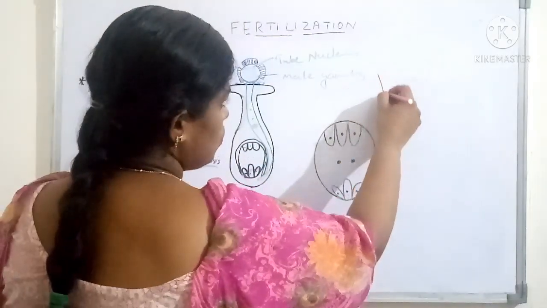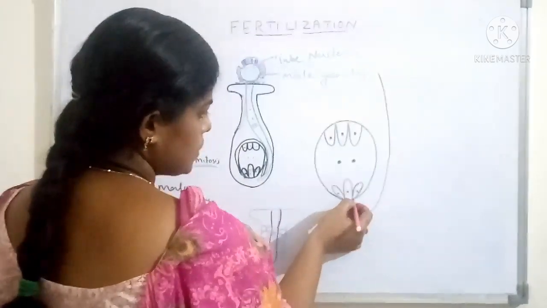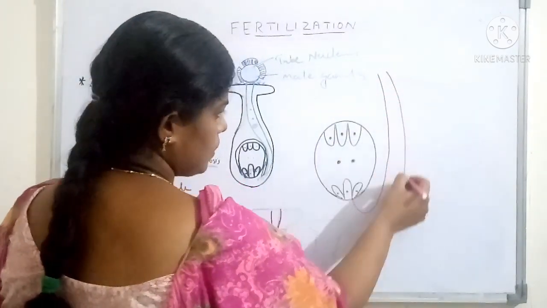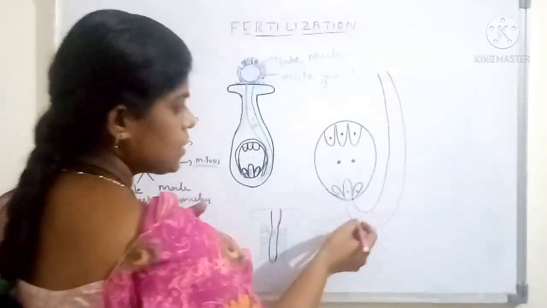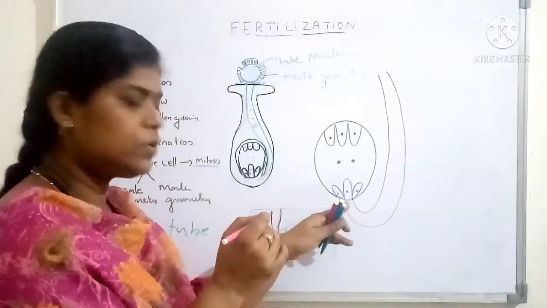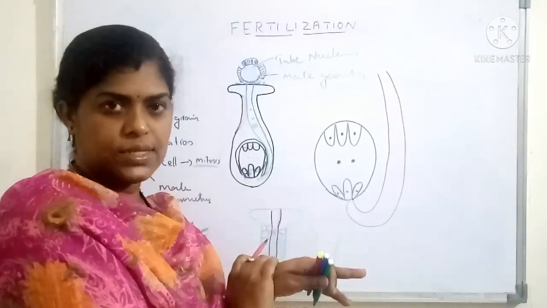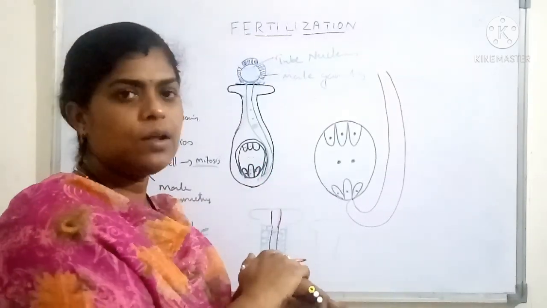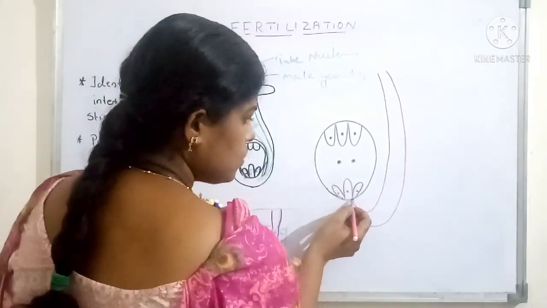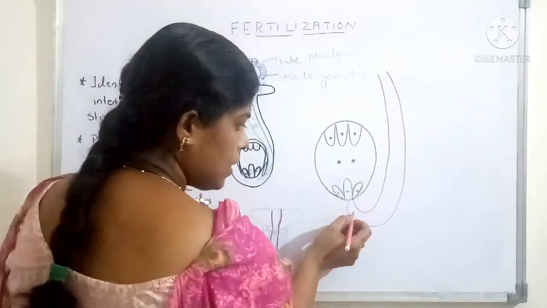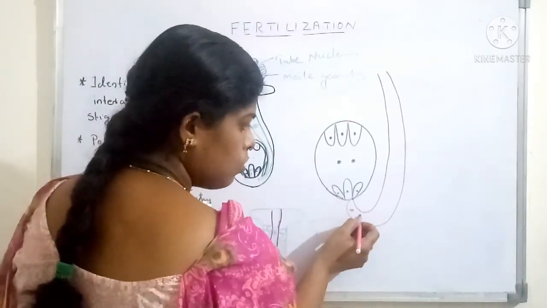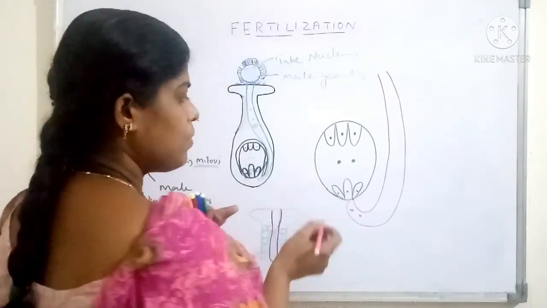See, the pollen tube is coming up to this, and when it reaches this point, the tube nucleus will dissociate. There is no need of the tube nucleus then, so it dissociates, and now it has only two male gametes. Two male gametes will be there.